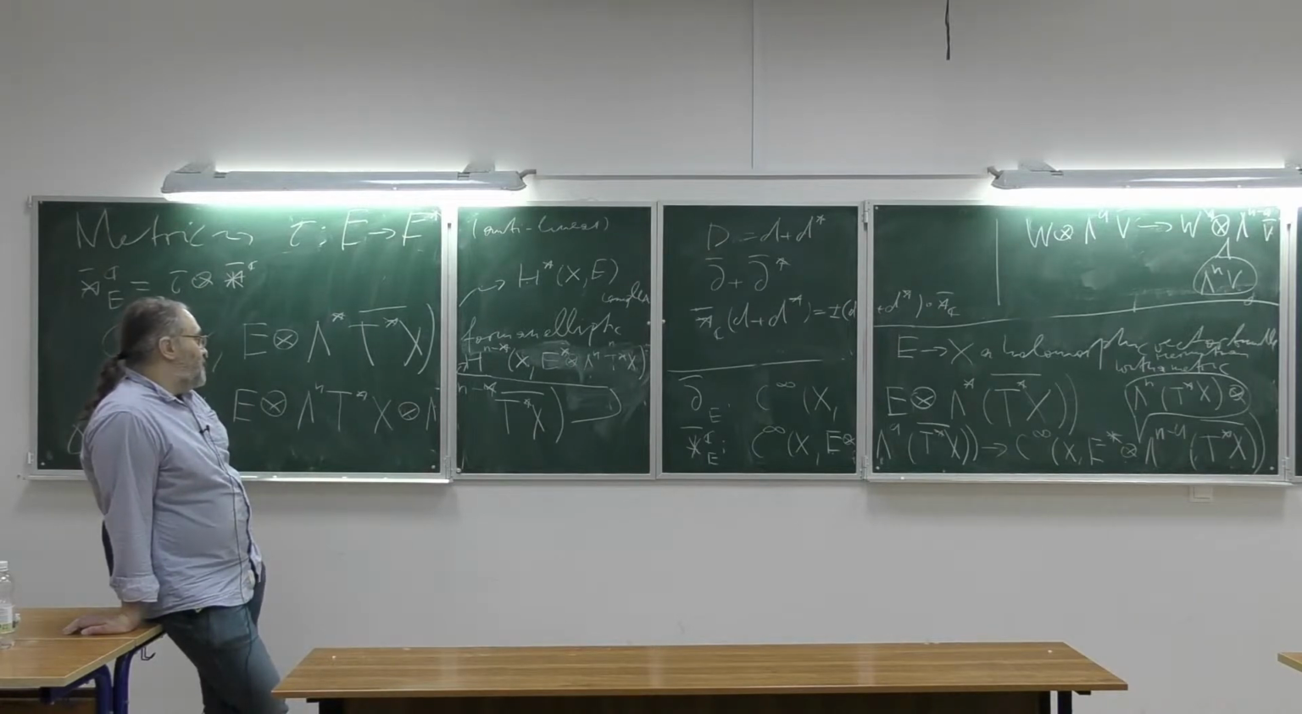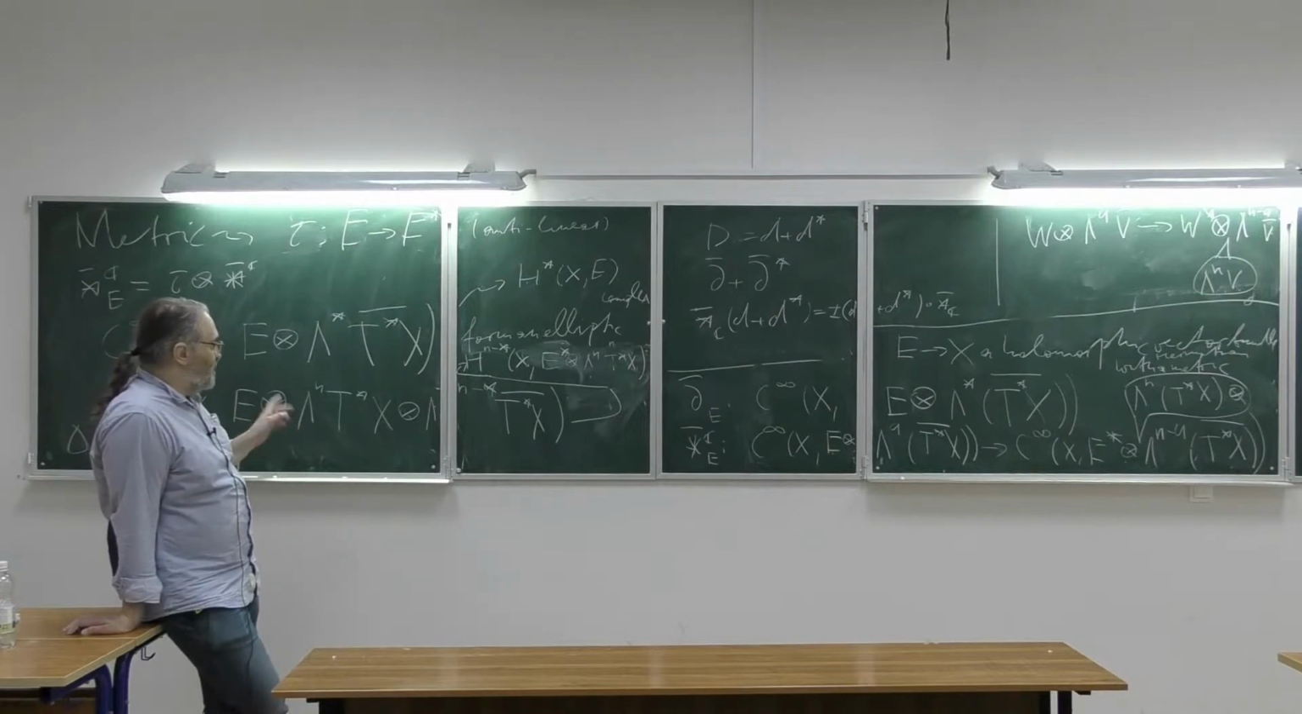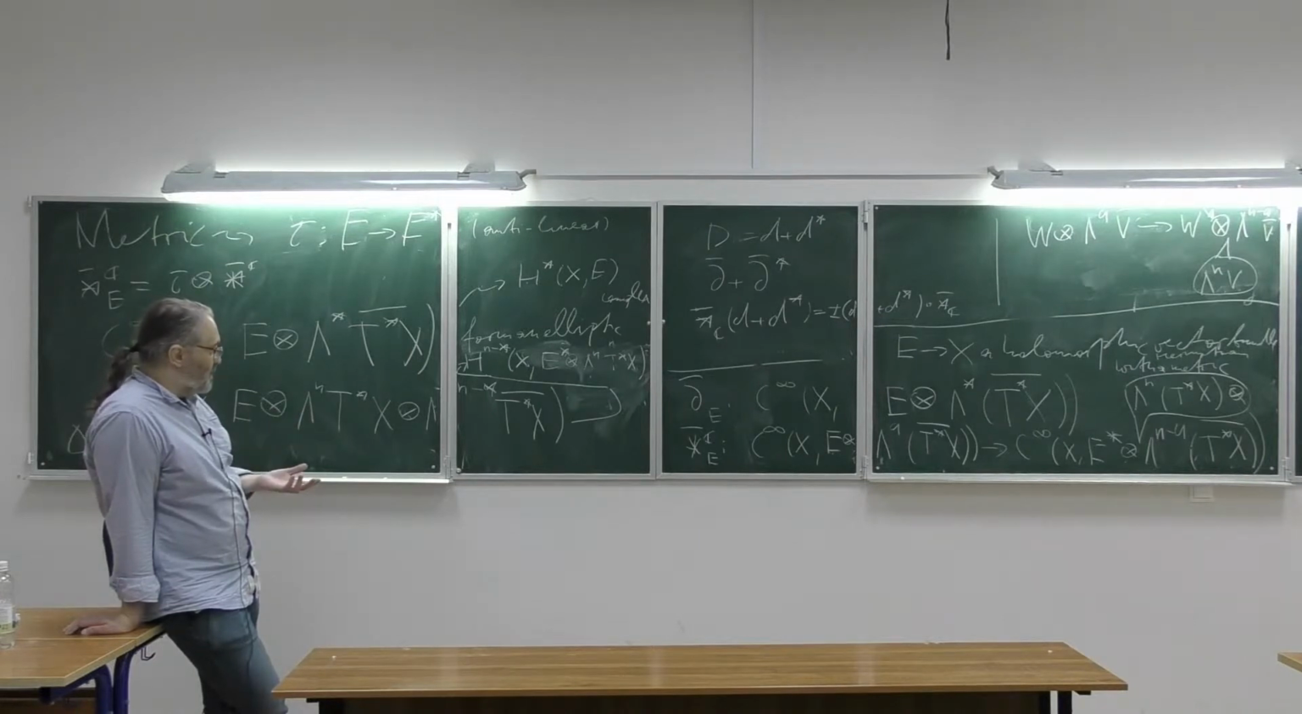So basically we need to compare the results for two metrics. On the one hand, obviously the results are isomorphic, because the space of metrics is contractible. And why is it contractible? Because it's a convex subspace of some vector space.